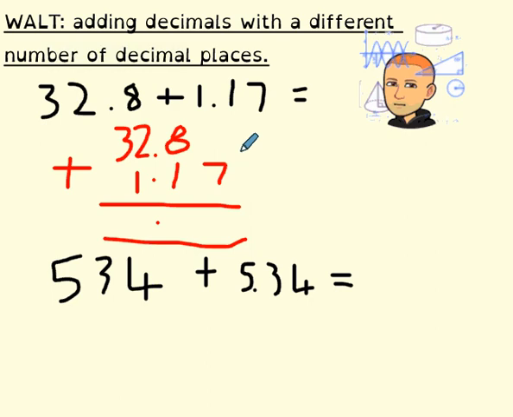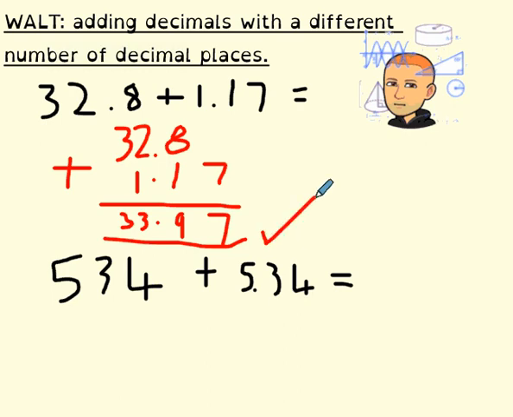0 add 7, so 0 hundredths add 7 hundredths is 7 hundredths. 8 tenths add 1 tenth is 9 tenths. 2 ones add 1 one is 3 ones. And 3 tens add 0 tens is 3 tens. 33.97. Tick for us, tick for you if you got it right, well done.